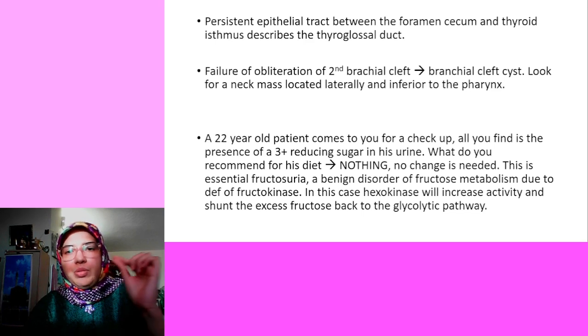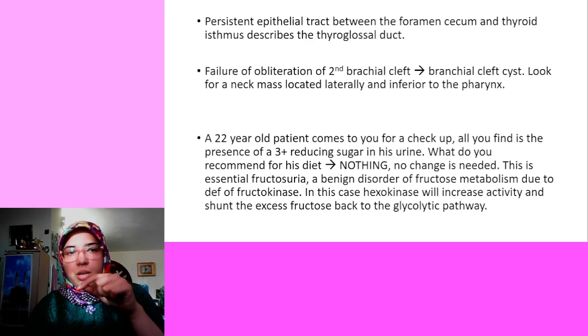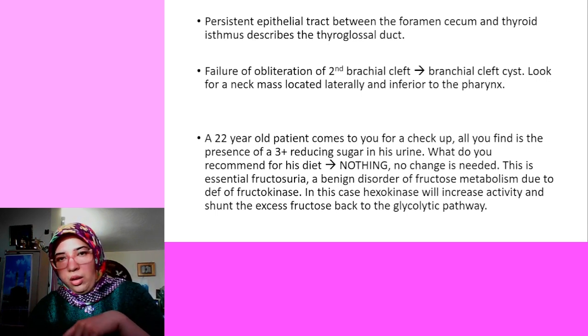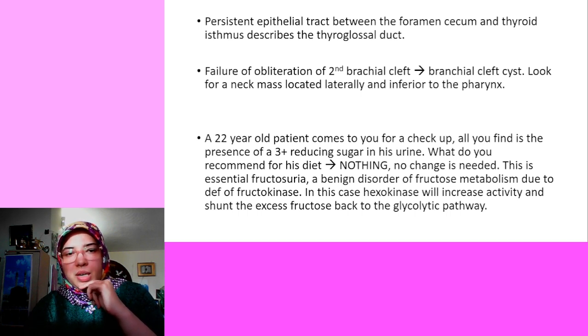Persistent epithelial tract between the foramen cecum at the back of the tongue to the thyroid isthmus describes thyroglossal duct. Failure of obliteration of the second branchial cleft is the cause of the branchial cleft cyst. Look for a neck mass that is located laterally and inferior to the pharynx.